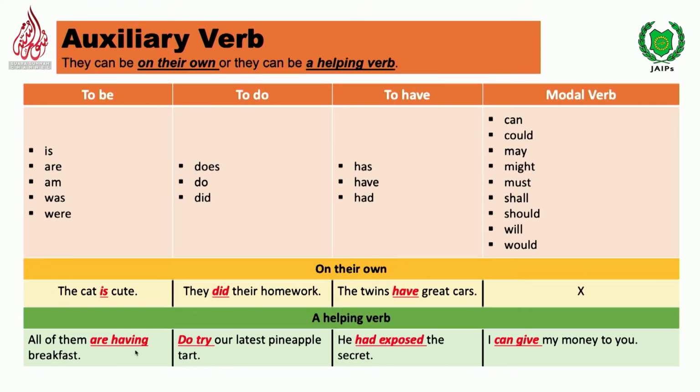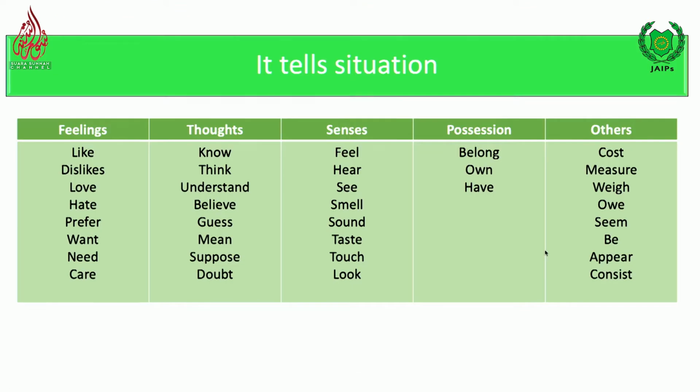Let us proceed with the next one, the purpose of the verb. So what is the purpose of the verb? It tells situation. Just now we said that it tells the action, and then we have the auxiliary verbs along the way, and then we have this one which tells situations. So what are the situations? Situations consist of your feelings, your thoughts, your senses, or possession, and there are many more.